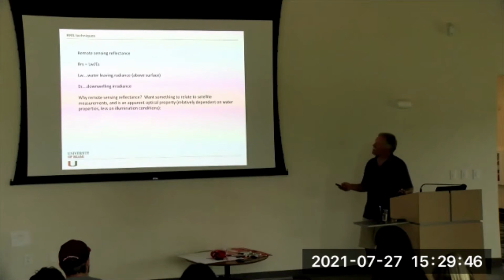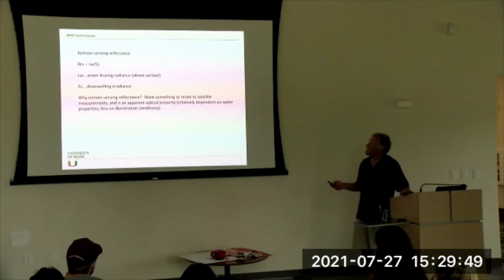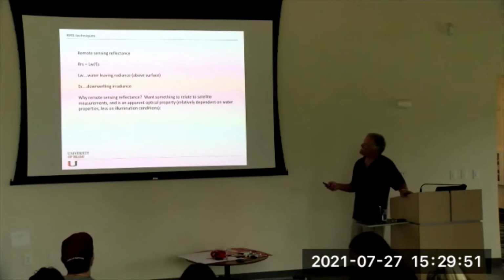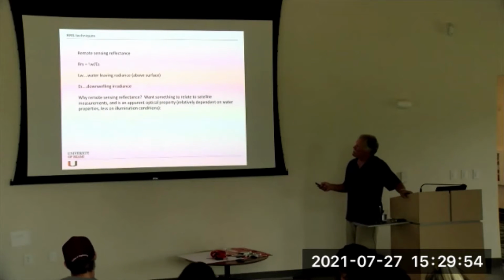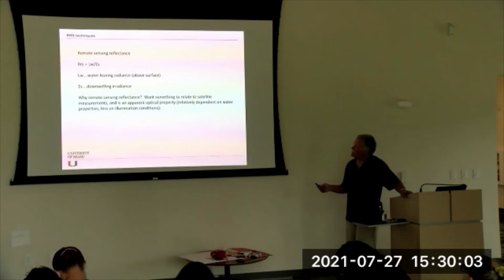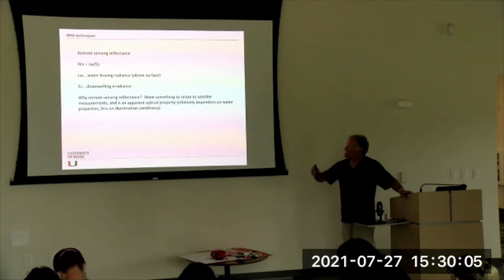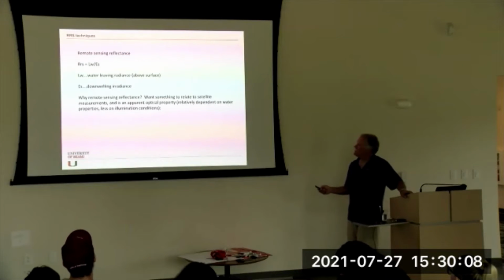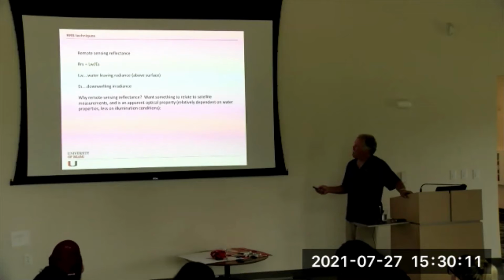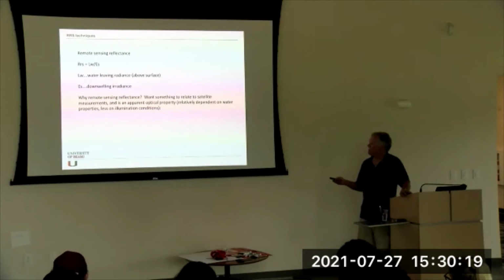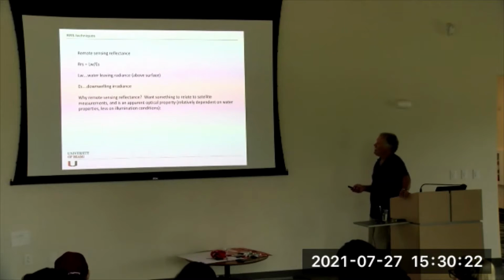Okay, so some of the parameters we need to know for this afternoon. Remote sensing reflectance, Rrs, is the water leaving radiance divided by the sky downwelling irradiance. The water leaving radiance is the light that's come out of the water and it's measured above the surface. The reason we want to measure remote sensing reflectance is you want something to relate to satellite measurements, and that's what they're effectively measuring. And it's an apparent optical property, which we'll talk about more.